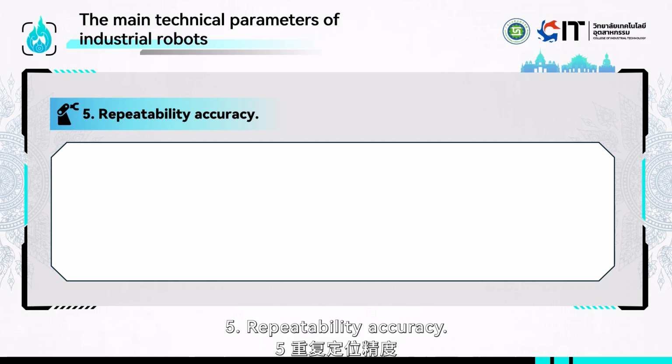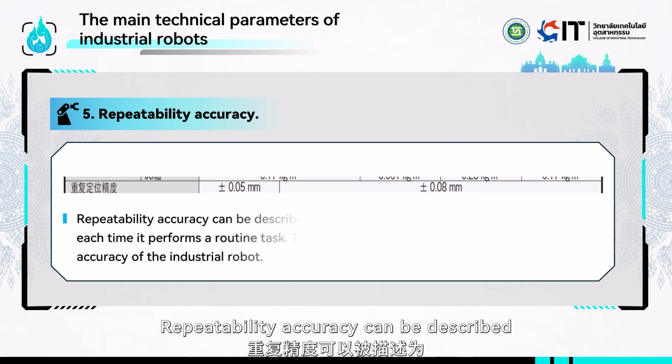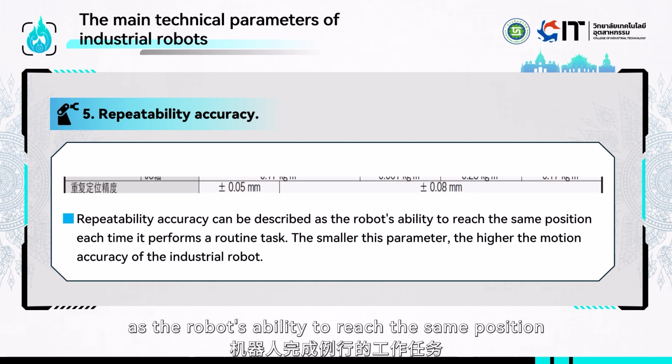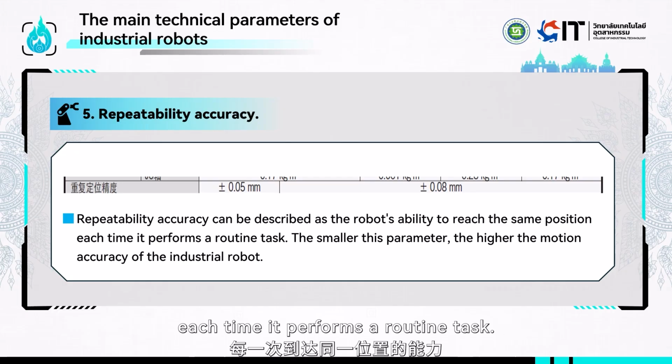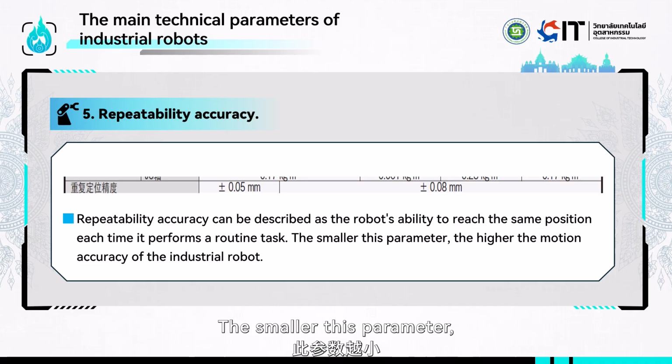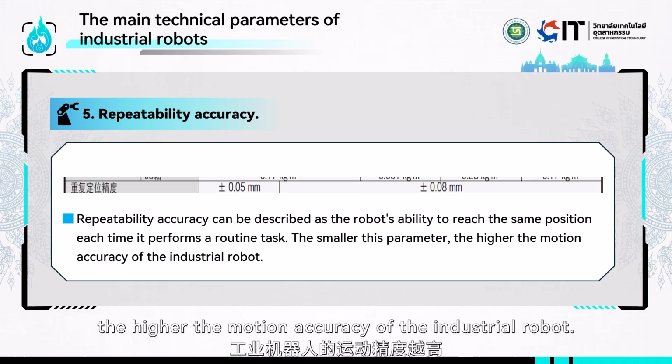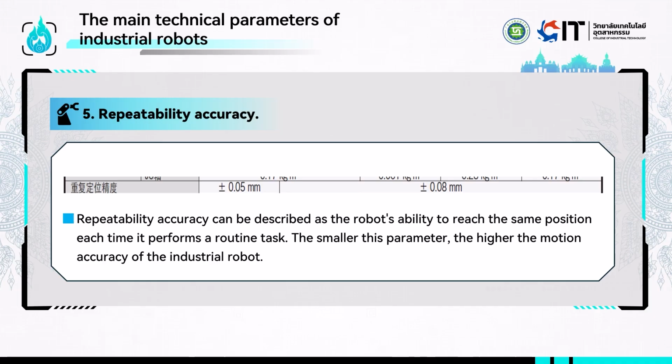5. Repeatability accuracy. Repeatability accuracy can be described as the robot's ability to reach the same position each time it performs a routine task. The smaller this parameter, the higher the motion accuracy of the industrial robot.